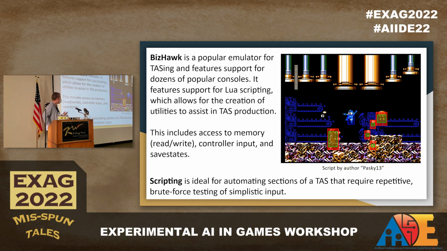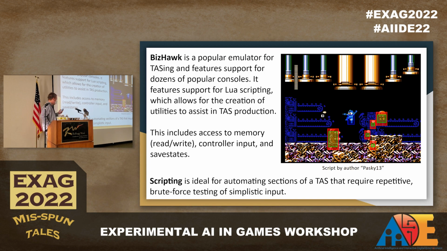BizHawk is a popular emulator for TASing, and features support for dozens of consoles. Also built into it is a Lua console, which allows for the creation of utilities to assist in TAS production. This is an example that comes with BizHawk for Mega Man 4, which is a hitbox script. What it's doing is loading memory addresses, identifying all the objects on screen, and displaying their hitboxes and hurtboxes while the game runs, just to help anticipate collisions.